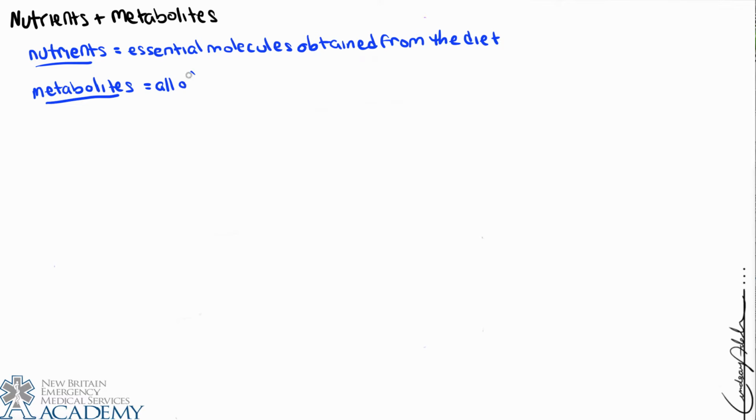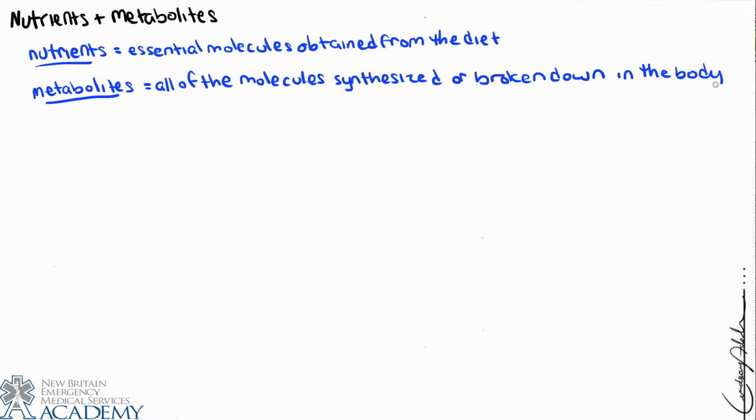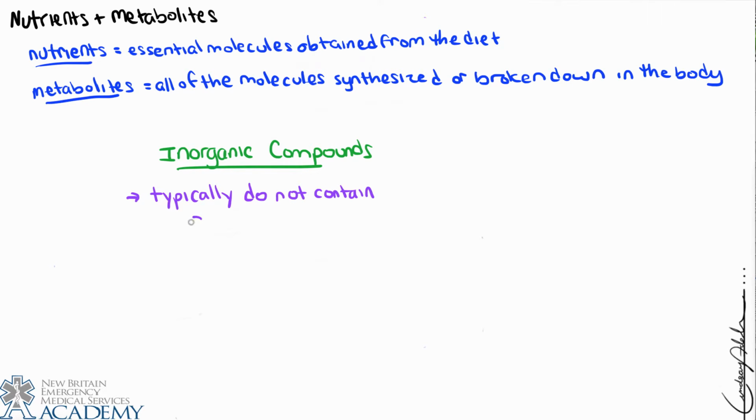Metabolites are all of the molecules that can be synthesized or broken down inside of the body. Nutrients and metabolites can be classified as inorganic compounds and organic compounds. So inorganic compounds typically do not contain carbon and hydrogen together. You might see carbon or hydrogen, but you just won't see them in the same molecule. Common examples of inorganic compounds are carbon dioxide, oxygen, water, acids and bases, and salts.